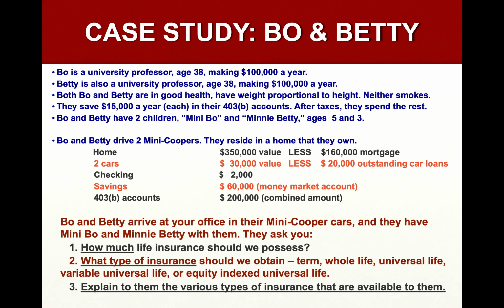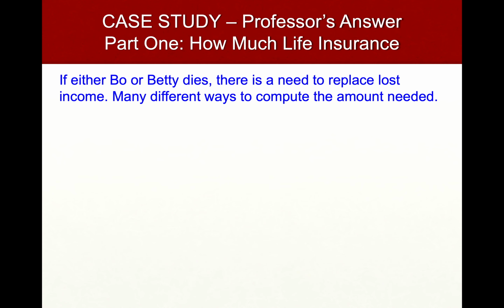Now, their children are ages 5 and 3. They're saving good amounts. They're 38 years old. You might ask them, when are you going to retire? And chances are that might be 20 years from now, 25 or 30 years from now. So you might get life insurance for 20, 30 years or so.